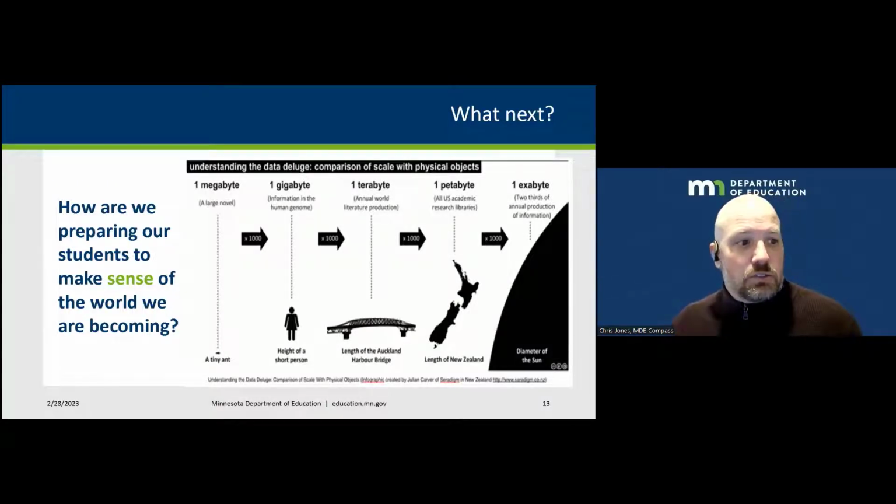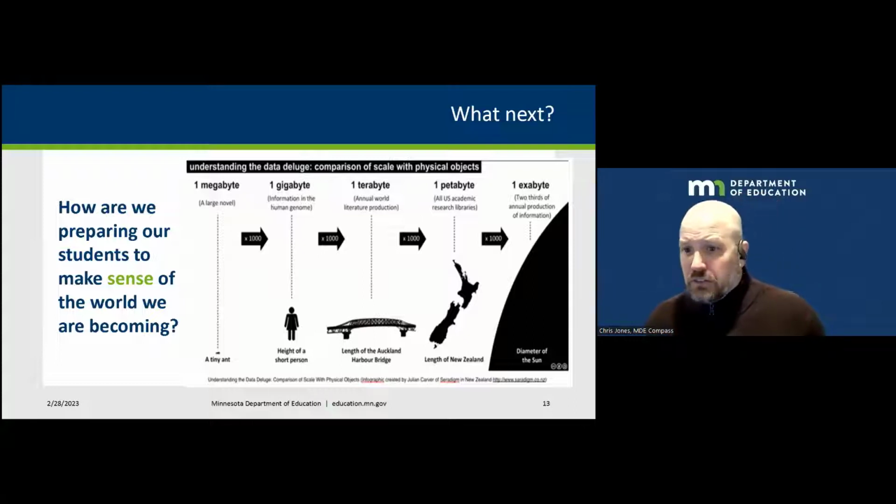Here's another visual. So we're thinking about how we are preparing our students to make sense of the world that we're becoming. This is just to give you a scale. We're down at the bottom where we talk about 1 megabyte, which is about a large novel or a tiny ant compared to if we're talking about an exabyte. So 2/3 of the annual production of information would be like the diameter of the sun. So we are really moving into this world that is so heavy on information, some good, some bad, that we need students who can make sense through it and understand and be a part of that world, both as creators and consumers of information.